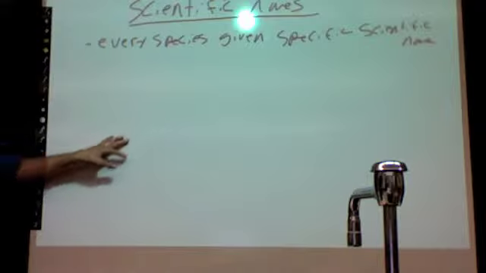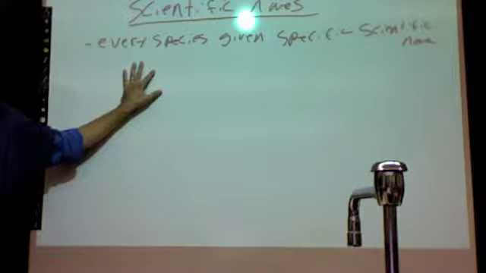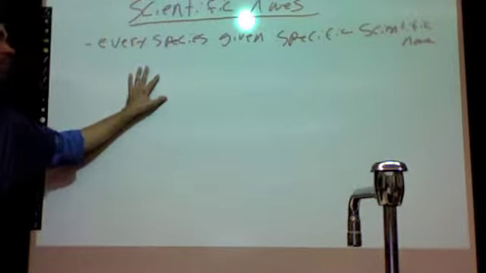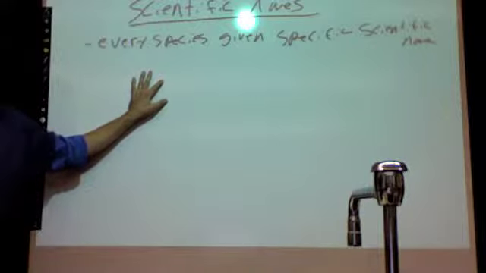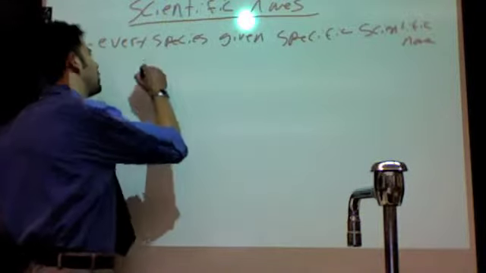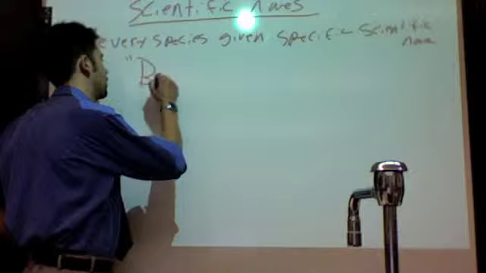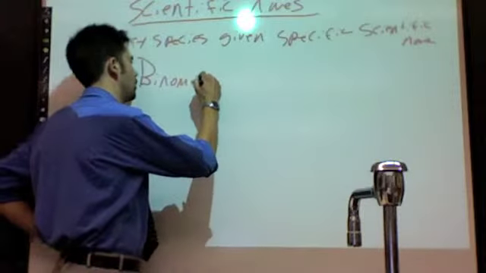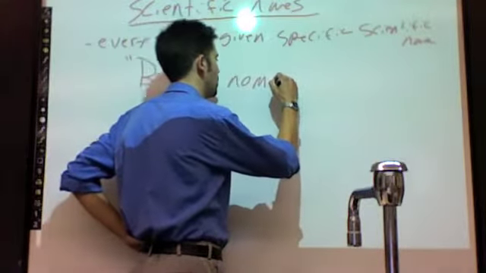Okay? This process, okay, of giving every species a scientific name is called binomial nomenclature.